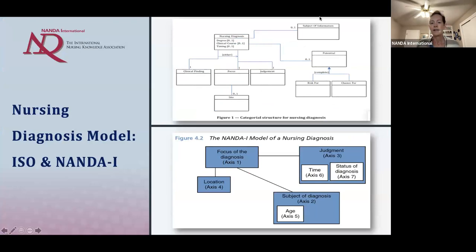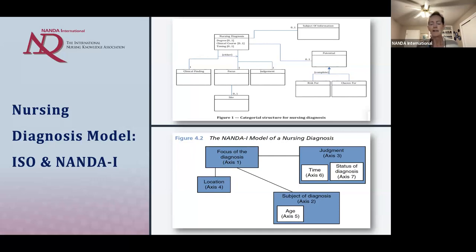And then here you can see at the top, we have the current ISO model, and at the bottom, we have the current NANDA model. And this is just a way for you to see how they line up against each other. In our current model, you see that we have axis 1 as the focus of the diagnosis. So this is the concept, the principal element or fundamental part. Some people might call it the root of the diagnosis and the diagnostic concept. And it's important that the focus describes the human response that is at the core of the diagnostic statement.